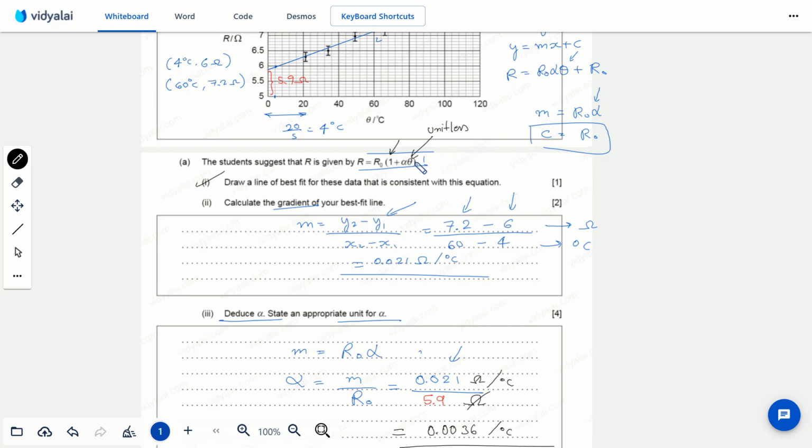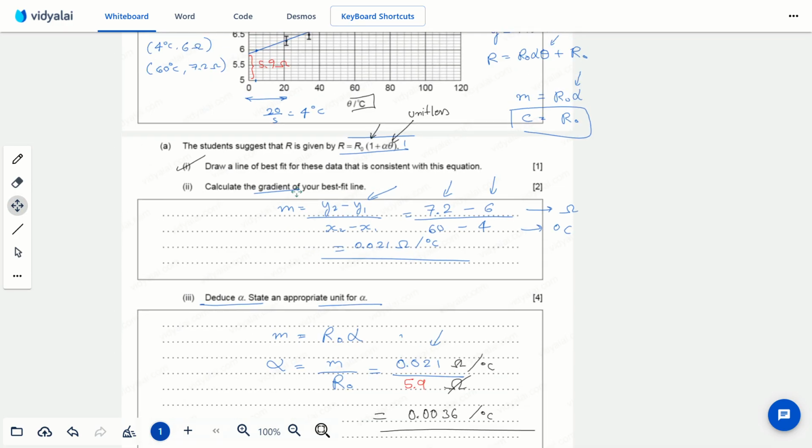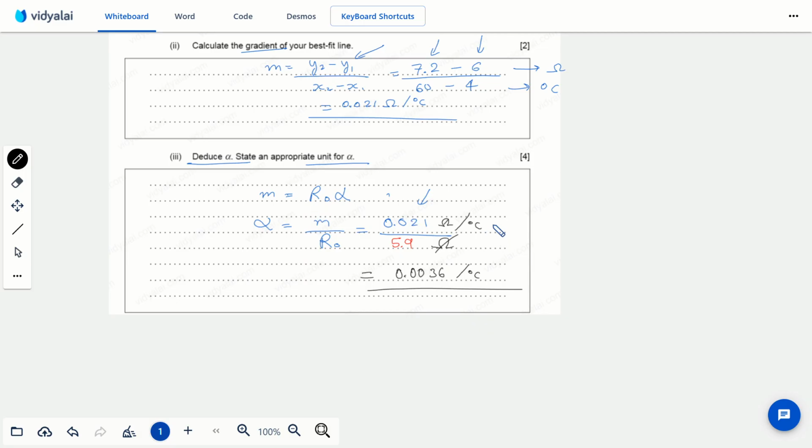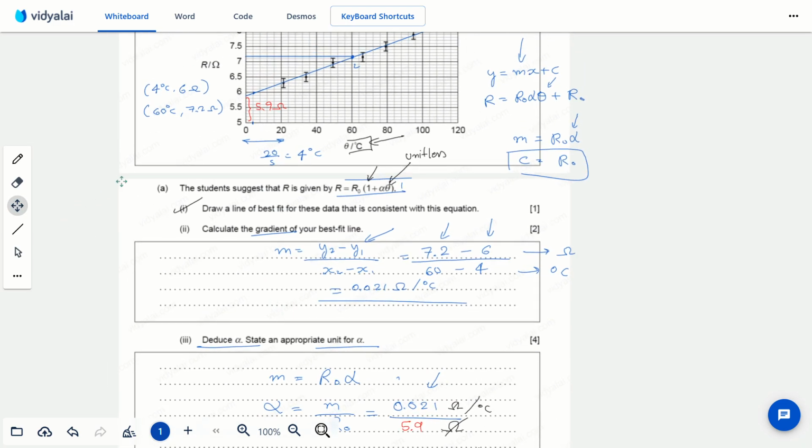We already know that theta is temperature and is expressed in Celsius. So what should be the unit of alpha if multiplying this with theta would give us a unitless quantity? Well, it should have a unit which is inverse of the unit of theta. So if theta has a unit of degree Celsius, alpha will have a unit of per degree Celsius.